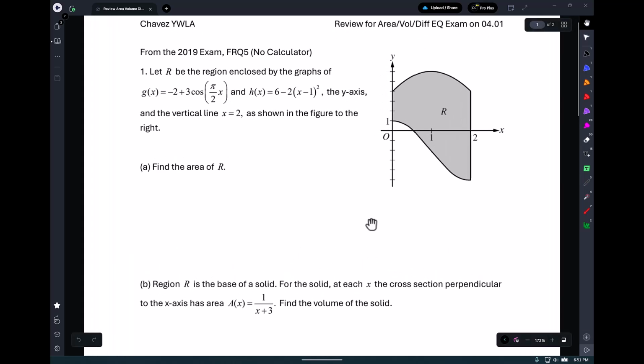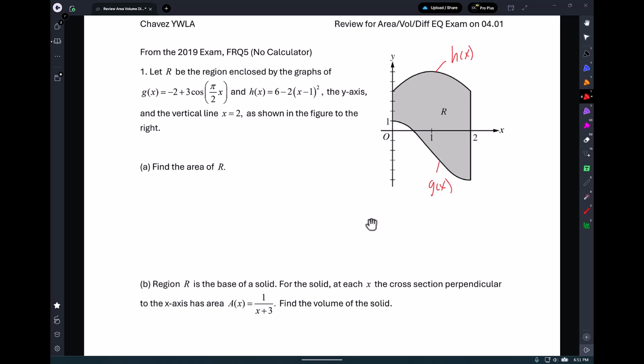Let R be the region enclosed by the graph of g of x equals negative 2 plus 3 cosine of pi over 2x, and h of x equals 6 minus 2 times (x minus 1) squared, the y-axis, and the vertical line x equals 2, as shown in the figure to the right. So this one up here has to be the h of x. You can see that one kind of looks parabolic. And then this one right here is your sinusoid, so that's your cosine, so that's your g of x. And the first thing it says is, find the area of R.